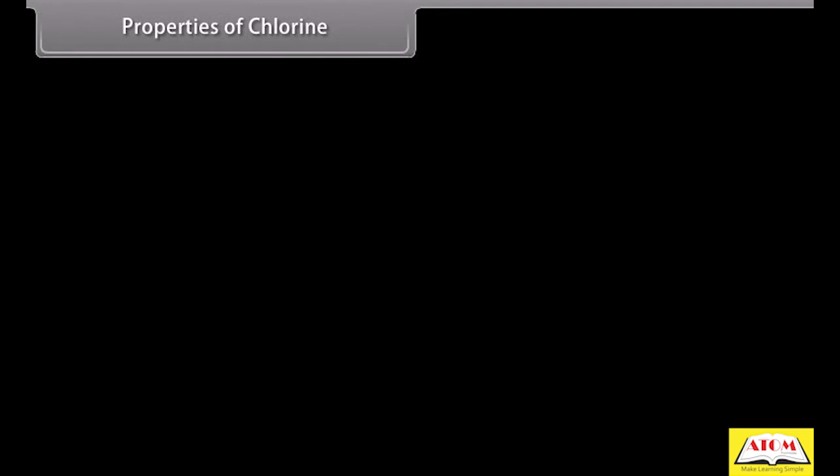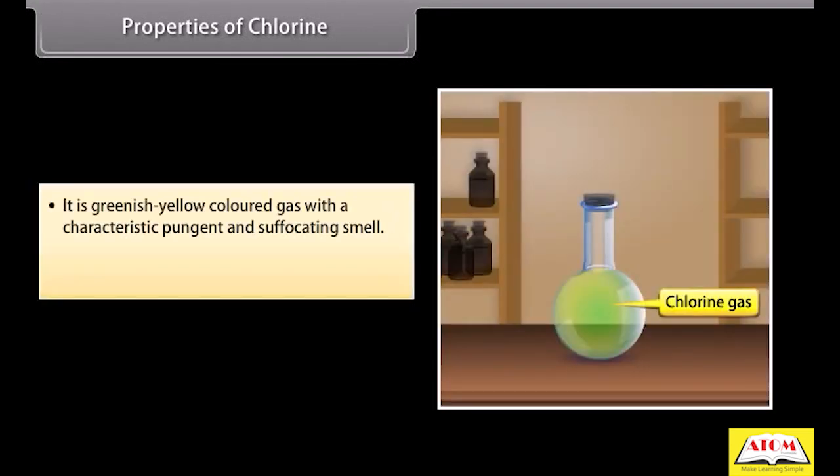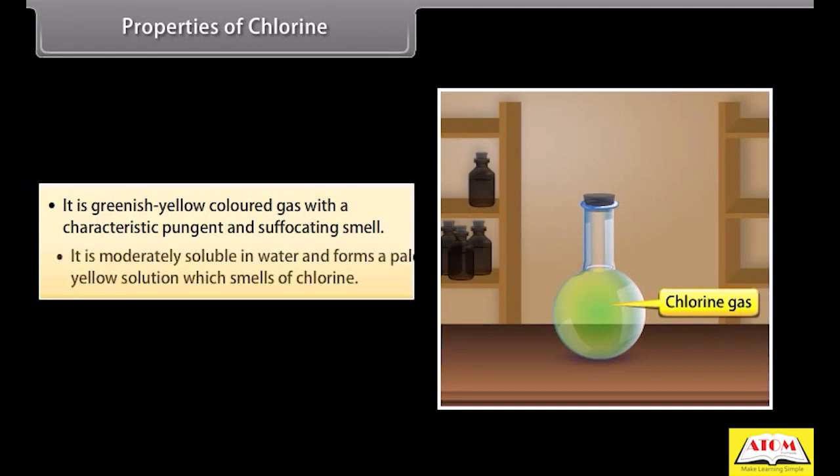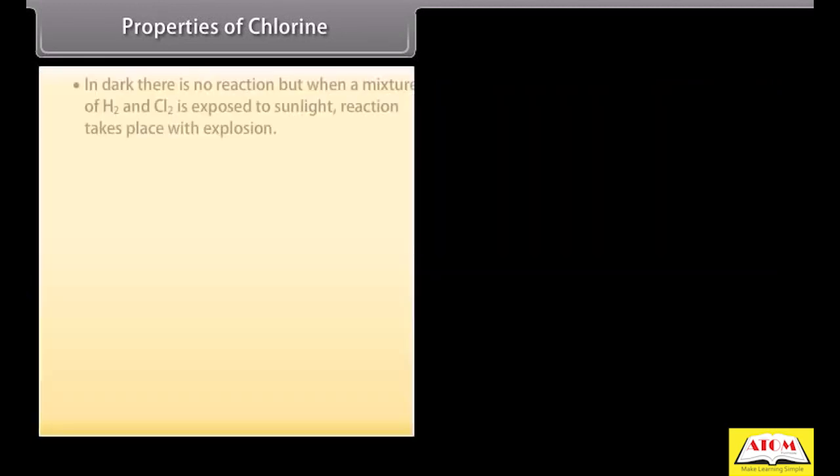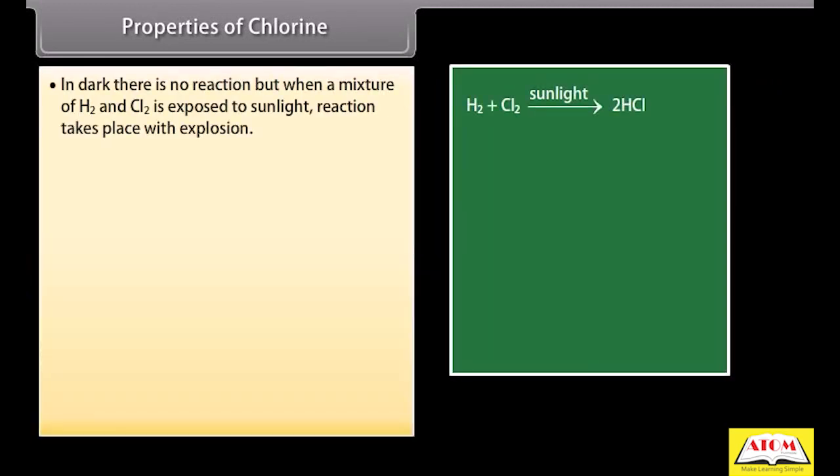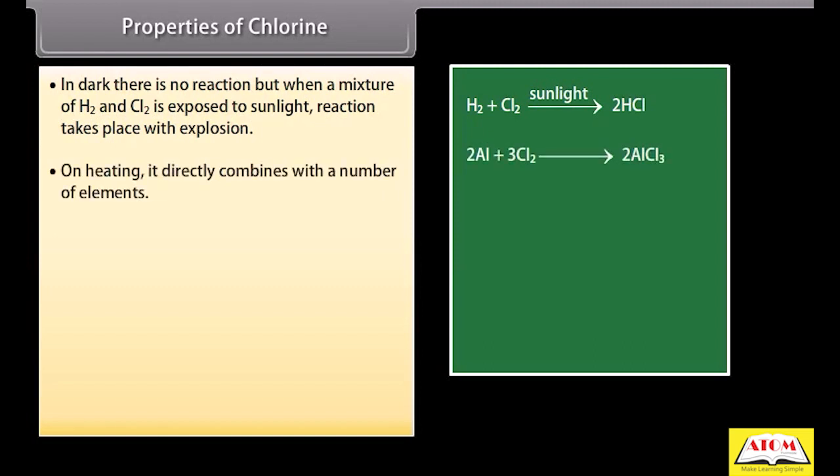Properties of chlorine. It is a greenish-yellow colored gas with a characteristic pungent and suffocating smell. It is moderately soluble in water and forms a pale yellow solution which smells of chlorine. This solution is called chlorine water. In dark, there is no reaction, but when a mixture of H2 and Cl2 is exposed to sunlight, reaction takes place with explosion.